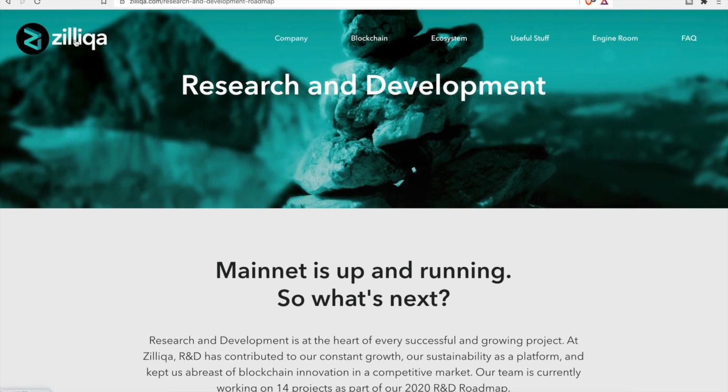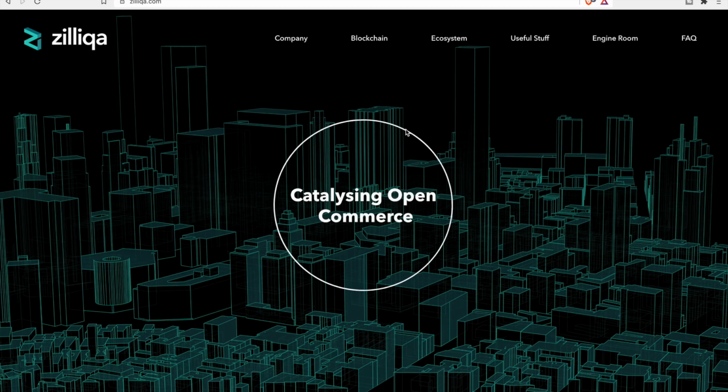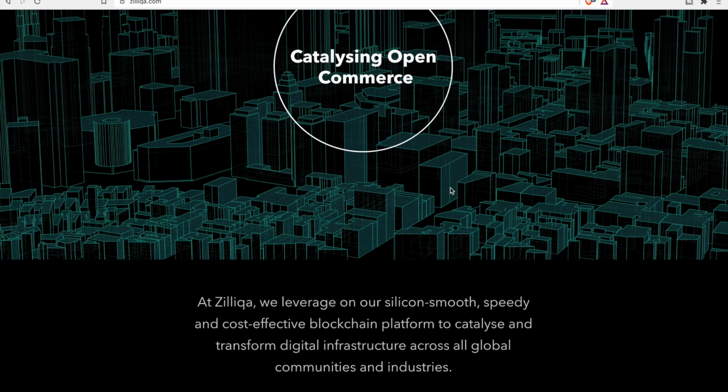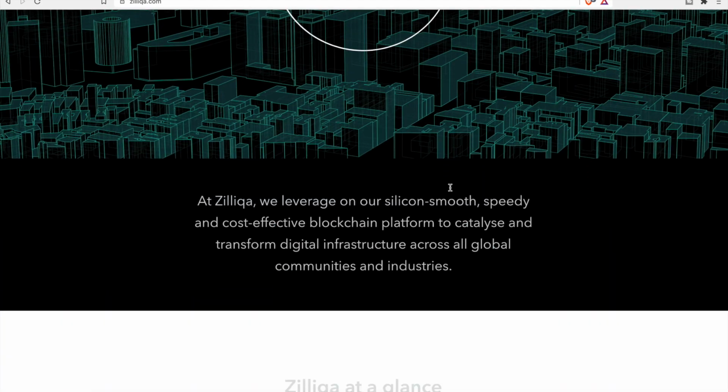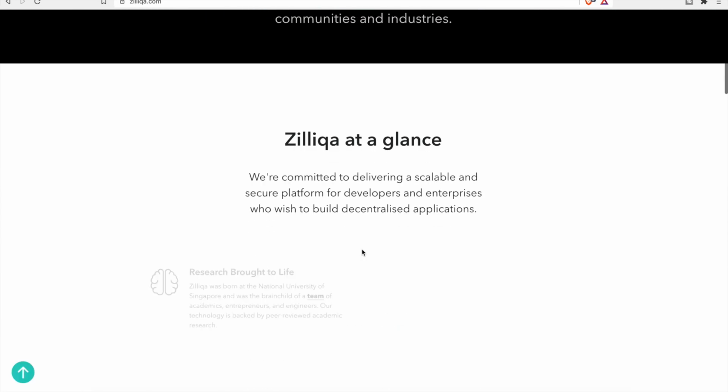So Zilliqa is a smart contract token. Basically, it's the same thing as Ethereum, but instead they are using sharding and they work much faster. So it's Ethereum, but faster. So you guys can see it there.